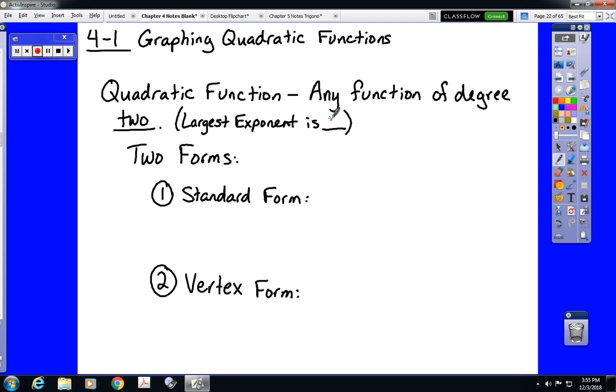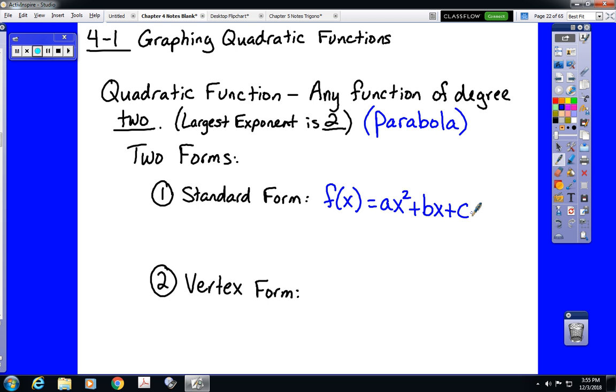That is, the largest exponent will be 2. Now for those of you that don't remember, when we graph these, they should be a parabola that opens either up or down. Now those can come in two different forms, and we're going to write these in function notation. The first form would be f of x equals ax squared plus bx plus c. This is known as standard form.